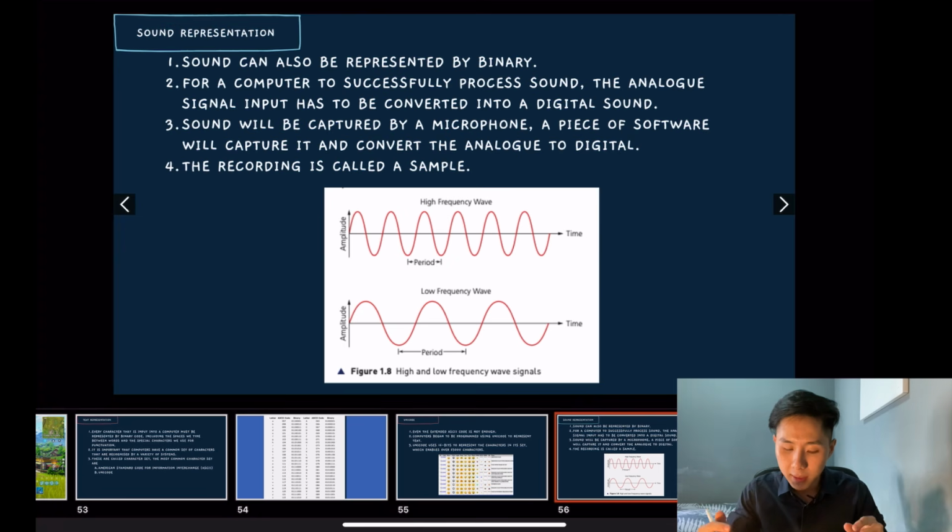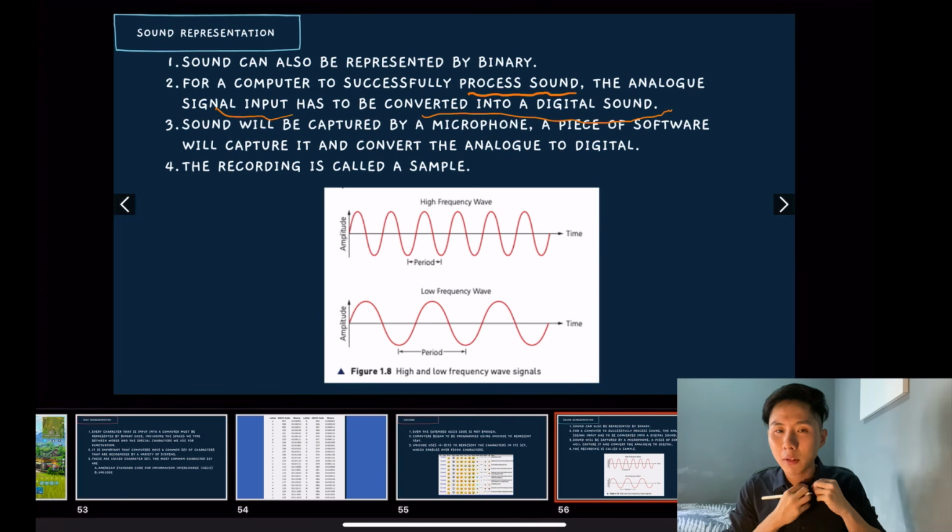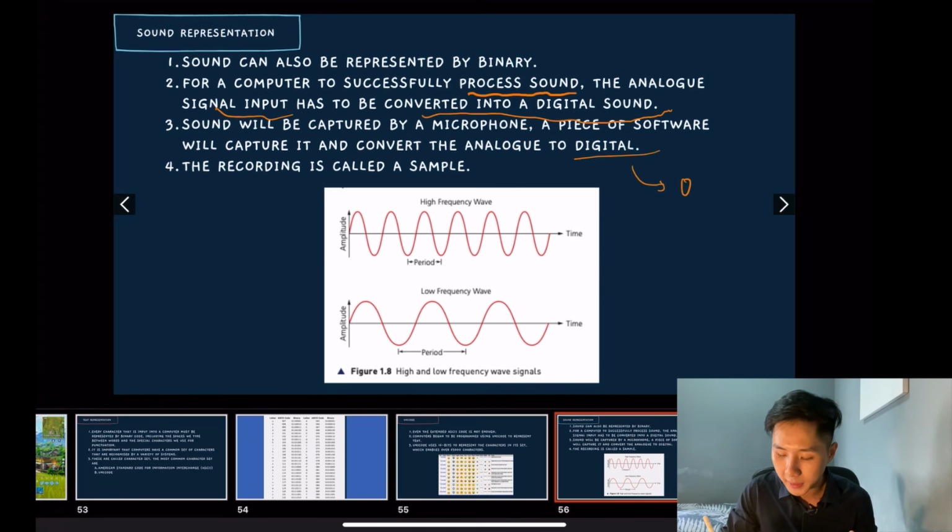And the way they do it, for a computer to successfully process sound, the analog signal input has to be converted into a digital sound. Sound will be captured, for instance, by a microphone here that I have, and a piece of software will then capture it and convert this sound into digital. Digital data means 0 and 1. And this recording, this is the first keyword that we'll look into, is called a sample. The voice that they record is called a sample.